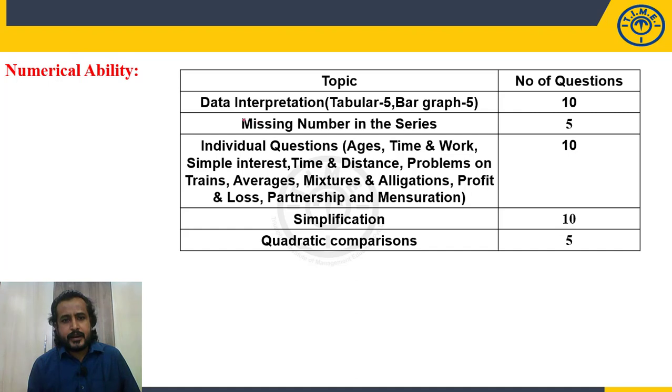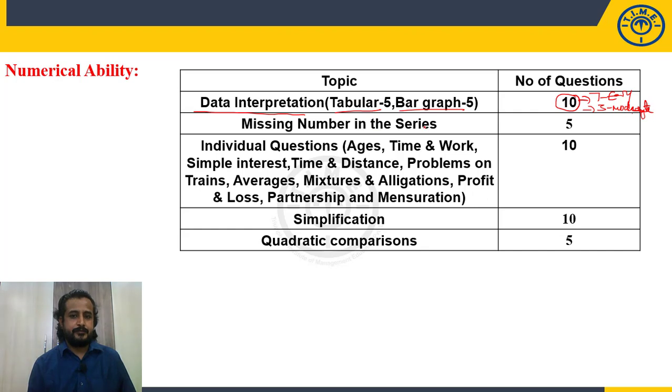From the area of data interpretation, tabular graph 5 questions, bar graph 5 questions are given. Total number of questions 10. Out of these 10, 7 are easy and direct questions. 3 are a bit moderate questions. It means calculation based. Otherwise, all 7 are direct questions. 3 are moderate questions. Little bit of calculation is involved.